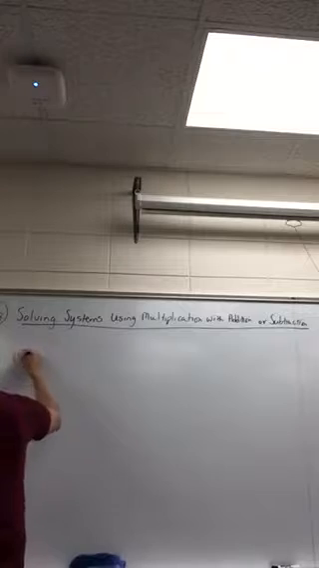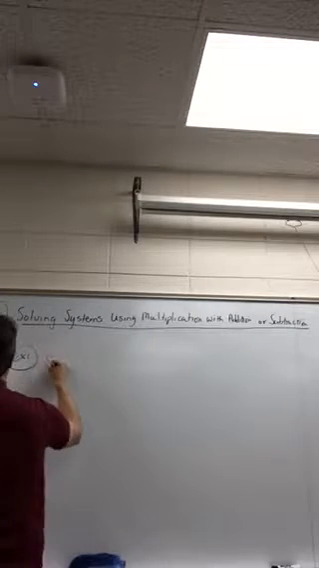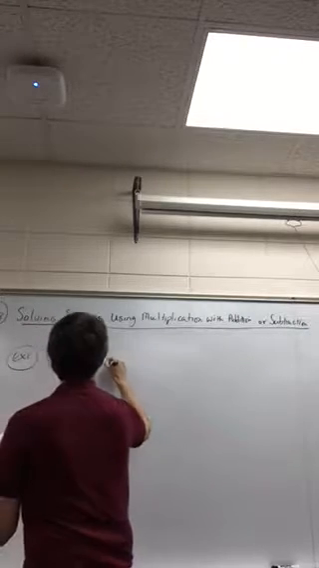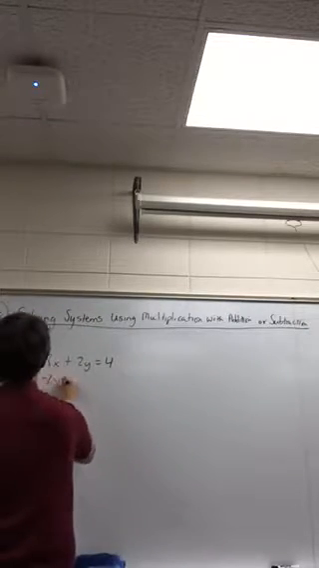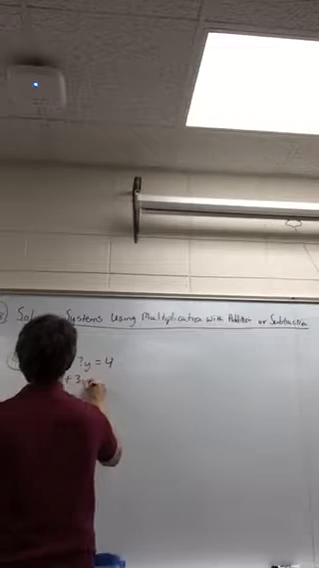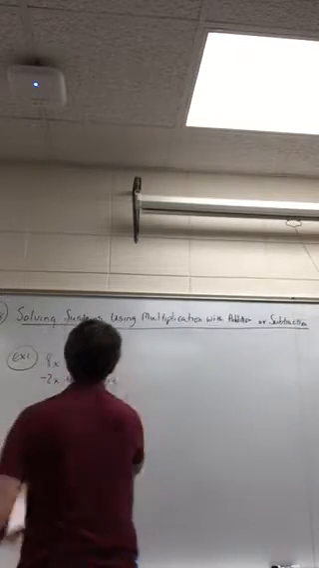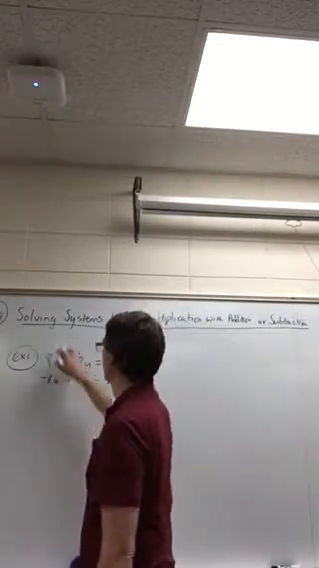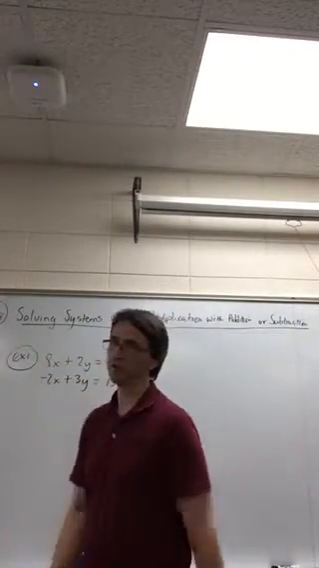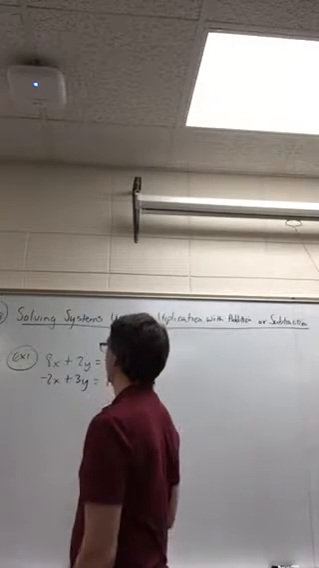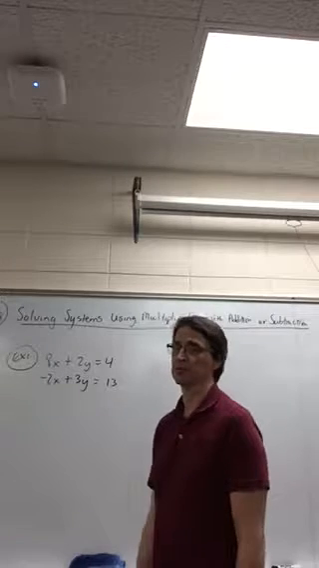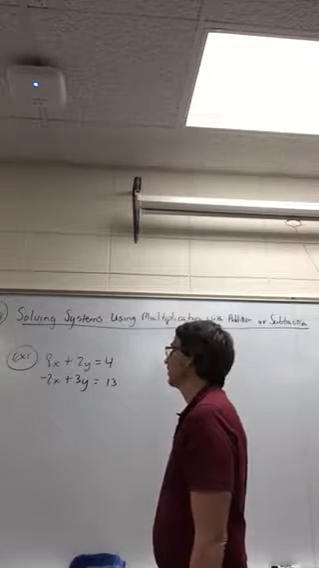So the first example we're going to look at is 8x plus 2y equals 4 and negative 2x plus 3y equals 13. With this method, you're going to either get the x numbers to be opposites or the y numbers to be opposites. Now that could mean that you have to multiply one or both equations by something in order to do it.